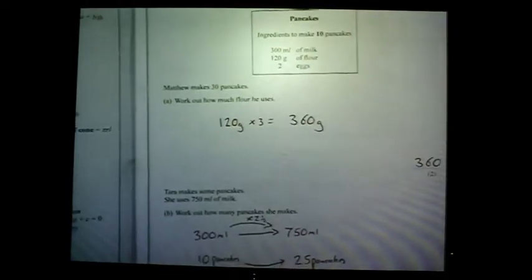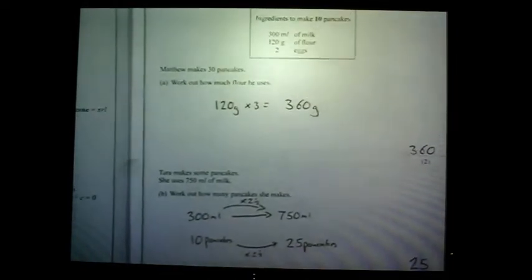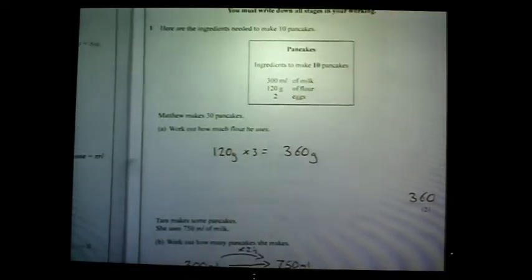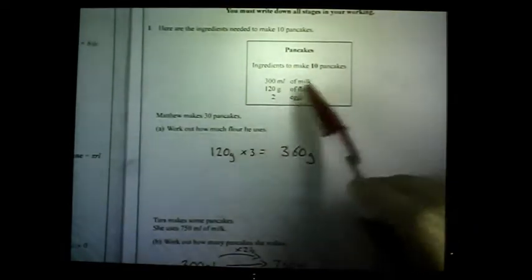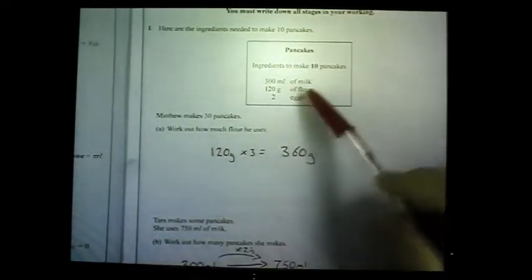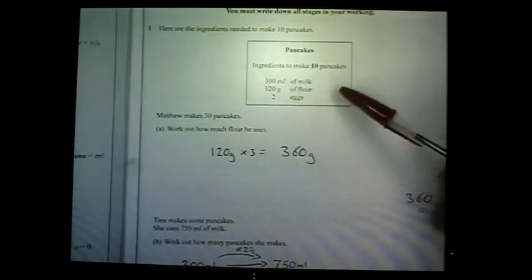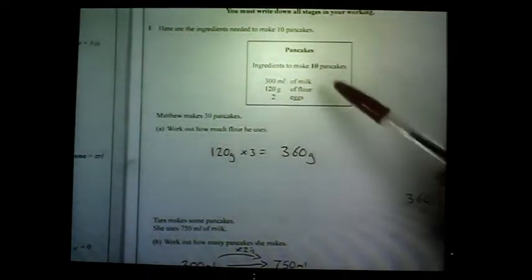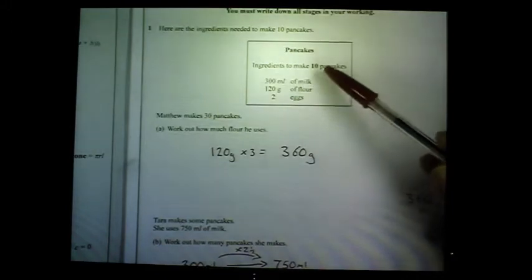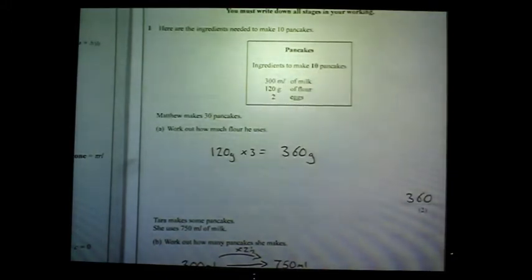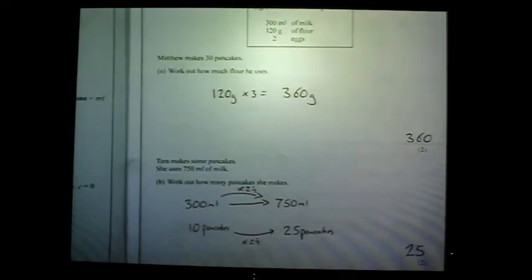The next one, Tara makes some pancakes. She uses 750 millilitres of milk. Work out how many pancakes she makes. Well, to make 10, she uses 300 millilitres. So to make 20, it would be 600 millilitres. Then you need to add on half of 10, obviously 5. So half of that is 150. So it's 750. The other way you could do it is to multiply by 2.5. And the answer to that one is 25.